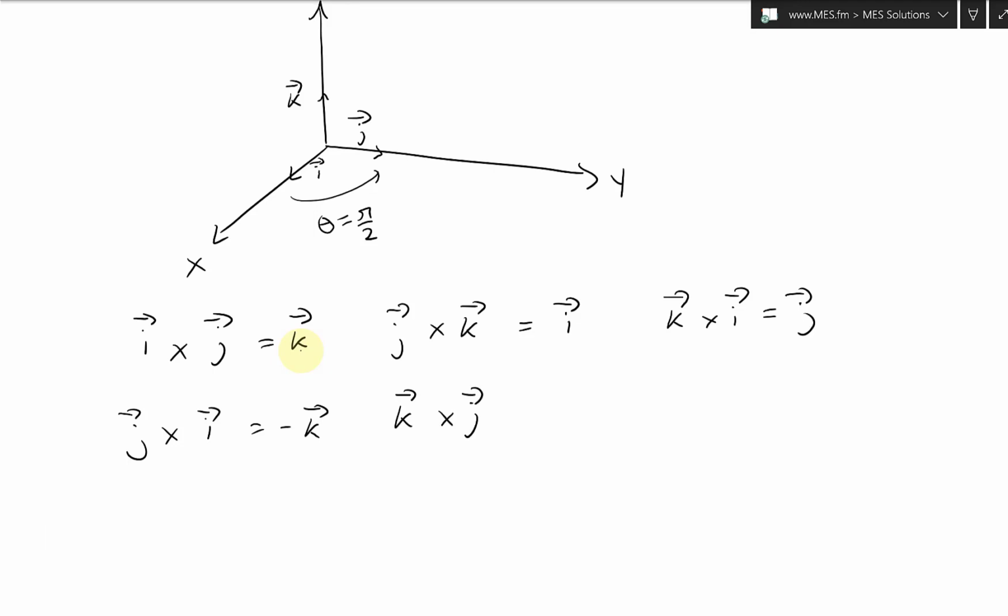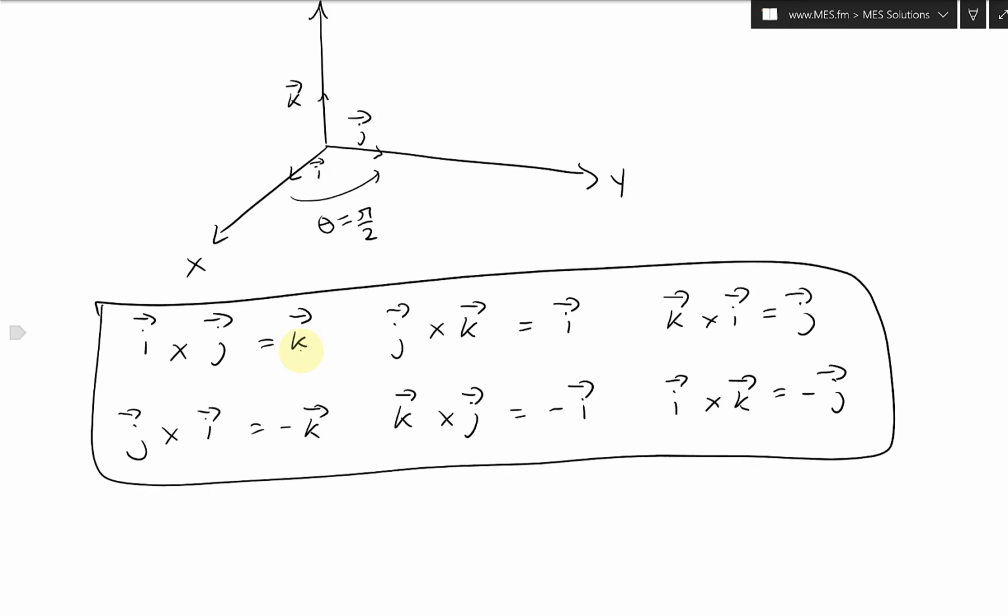K cross j is going to be this way. You're going backwards, and using the right hand rule, it's going to be pointing this way, negative i. So notice how it always goes negative. Negative i, like that. And then the last one, i cross k. So for i cross k, you're going to go from here to here, and if you point your arrows there, it's going to go backwards. Your thumb's going to be sticking out the negative side of j, equals negative j. So these are the properties of the standard basis vectors.